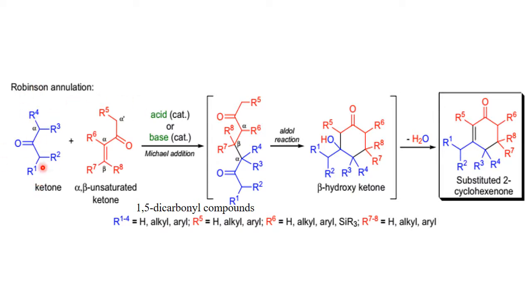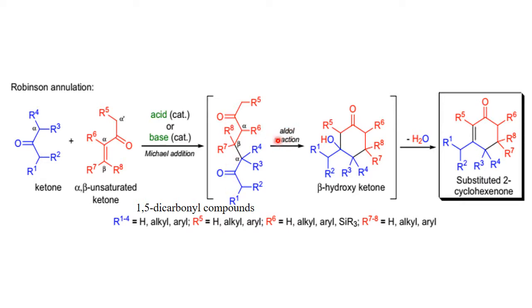So this is the Robinson annulation reaction. See the ketone, which is acyclic one, Michael donor. This is alpha beta unsaturated ketone. It's a Michael acceptor. This is also the acyclic one. Here the two coupling partners, the two reactants of Robinson annulation reaction, are acyclic systems.